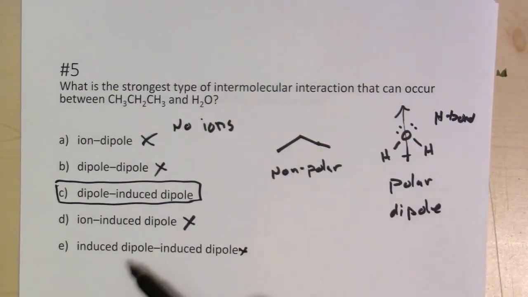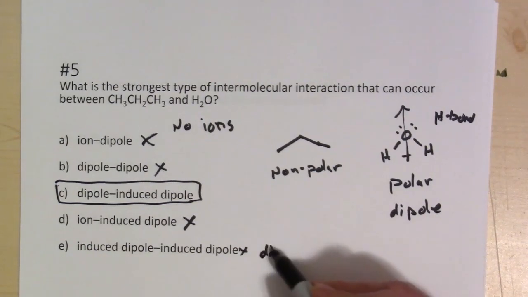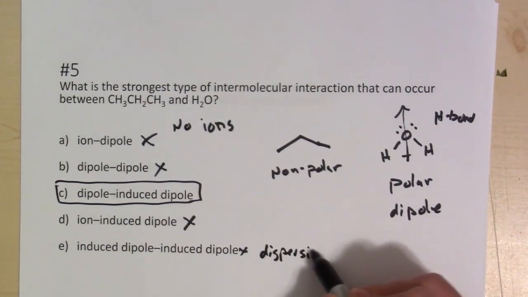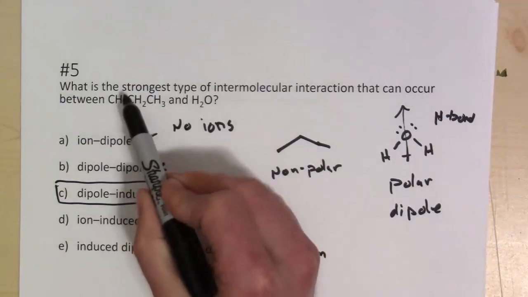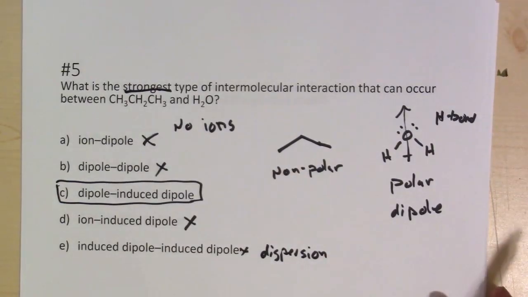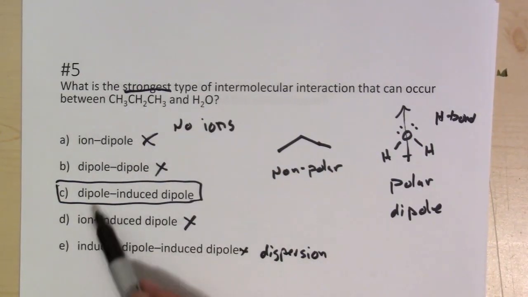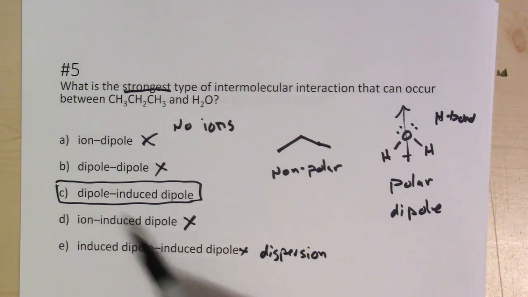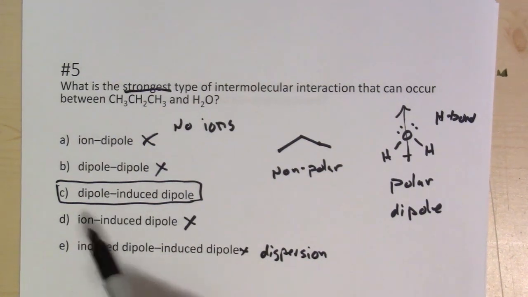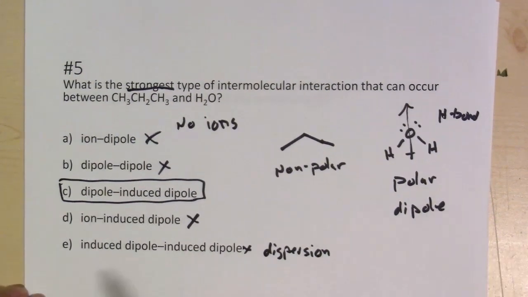These two molecules will have induced dipole, or dispersion interactions, but it wants to know what is the strongest type of intermolecular interaction, and that is dipole-induced dipole. Dipole-induced dipole is stronger than dispersion, so that's why C is the answer there and not E.